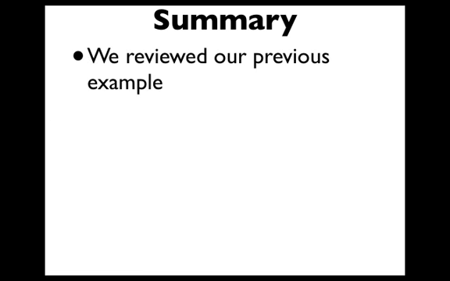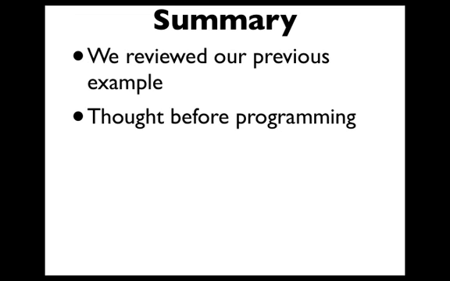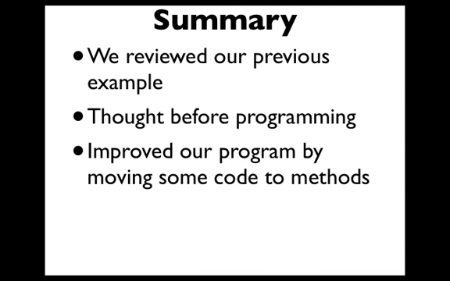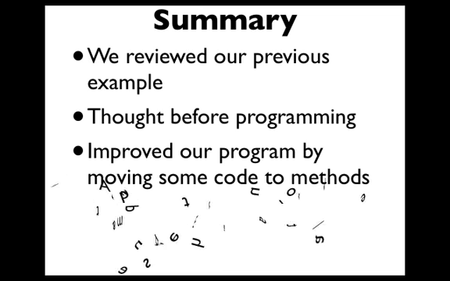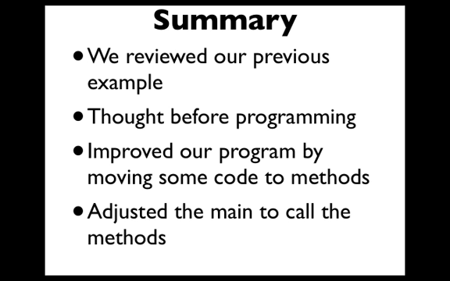In this session, we reviewed a program we made in a previous review session to calculate an average. We thought before programming, an important step before creating any program so we thoroughly understand the problem that we're going to program. We improved our average program by moving some of the code into methods, all within the same class at this point. And we adjusted our main method to call and use these methods.